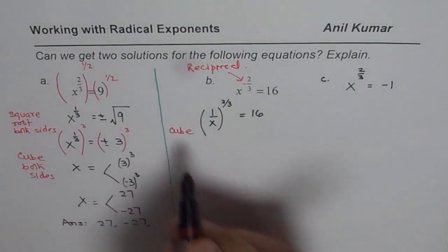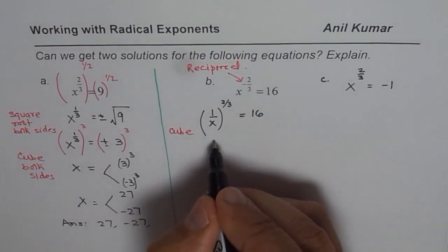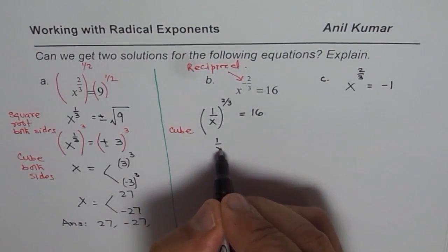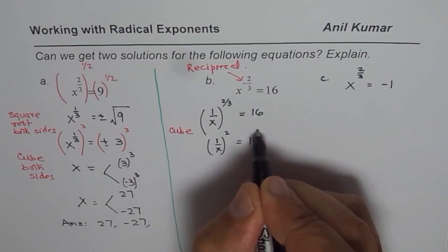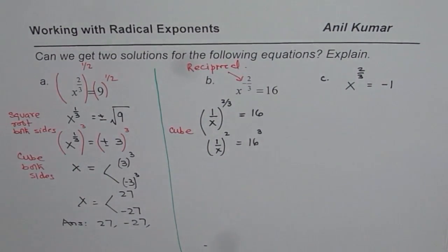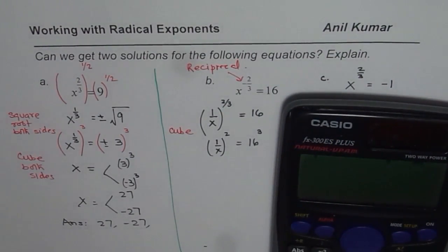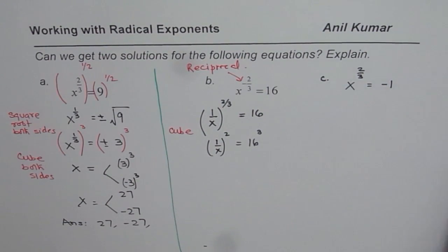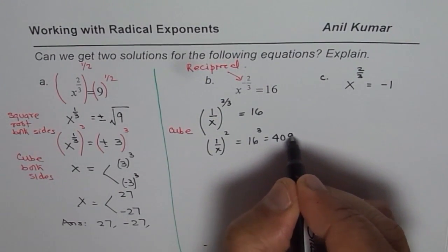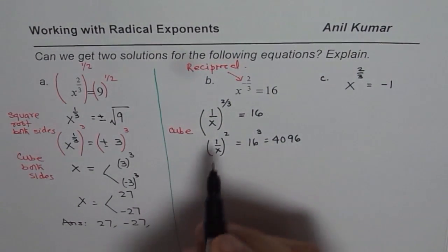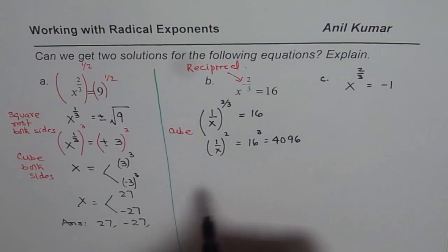So if you cube both sides, what do you get? You get (1 over x) whole squared equals 16 cubed, right? So let me use the calculator to find the cube of 16. So we have 16 cubed, which is equal to 4096. Now 1 over x squared is 4096.